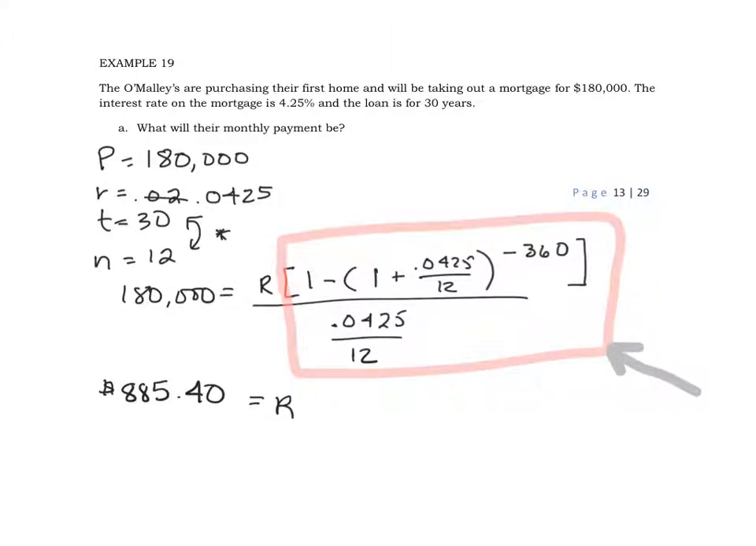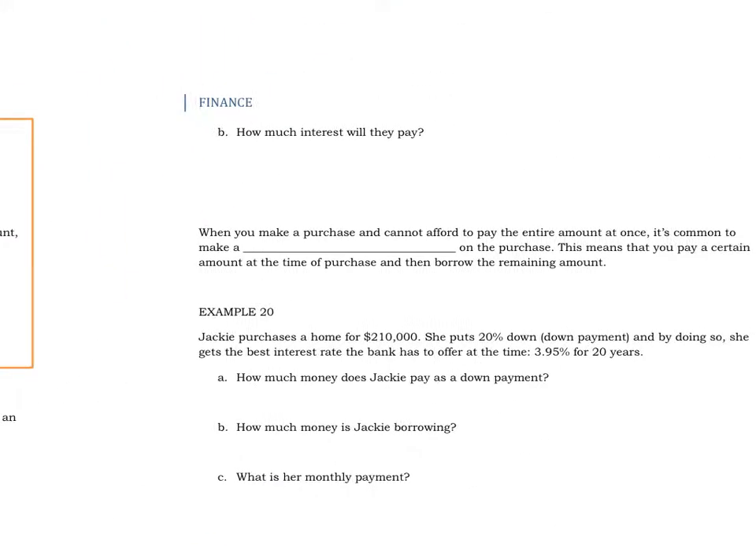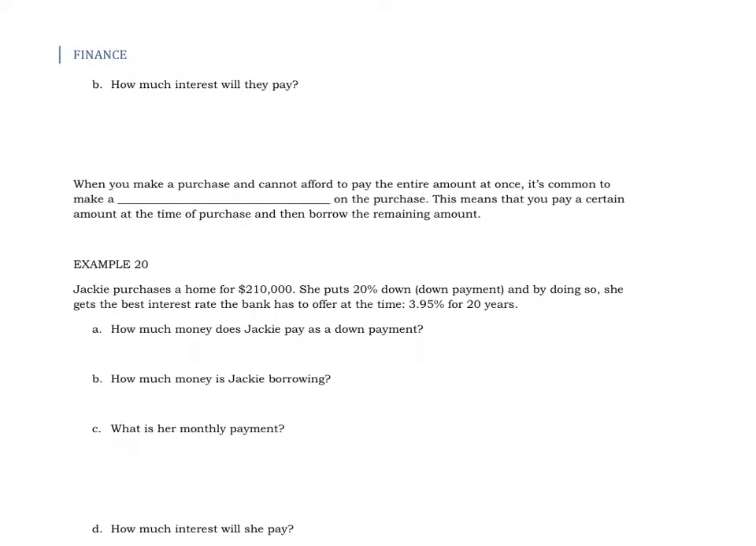Okay, so as you turn the page, I think you'll see that this is A and B, and clearly when you see something as a part A, you're going to assume that there are other parts. So they want to know how much interest they will pay. So remember that the O'Malleys originally borrowed $180,000. That's their principal.